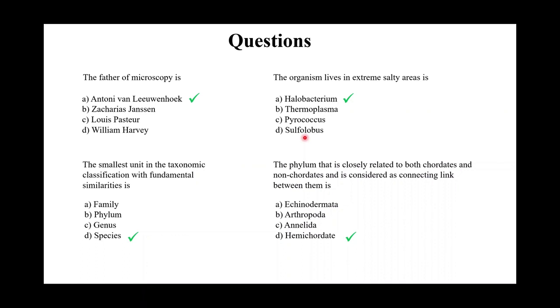And here, as I had given you the mnemonic of family, keep ponds clean or else frog gets sick, that sick is the smallest unit. So you remember it using that mnemonic or any mnemonic that you want. But species is the smallest unit. And hemichordates is between the protochordates, or the chordata, and the non-chordates.